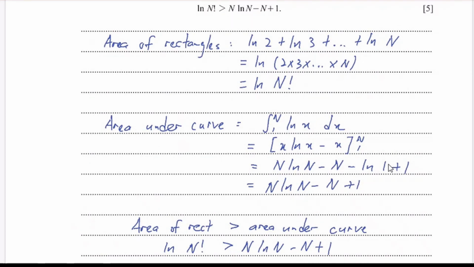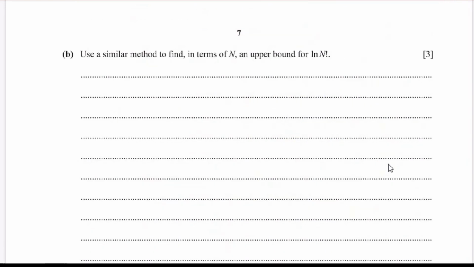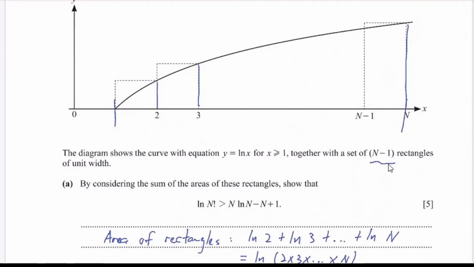Okay, so if we look at the next one, we use a similar method to find, in terms of n, an upper bound for ln n factorial. It means that we need ln n factorial to be less than something. So this is the upper bound that we are trying to find. Here, we look at what ln n factorial is again. Ln n factorial is actually coming from the rectangles.